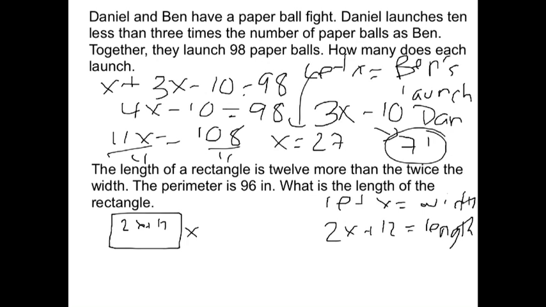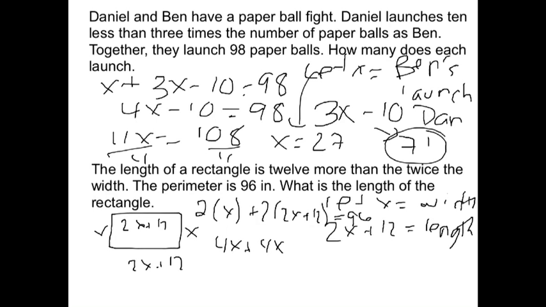I also know that I have a 4-sided rectangle. So if I add 2 times width plus 2 times length, I'm going to get that equal to 96. So I'm going to get 2x plus 4x plus 24 equals 96. So this should be 6x plus 24 equals 96.